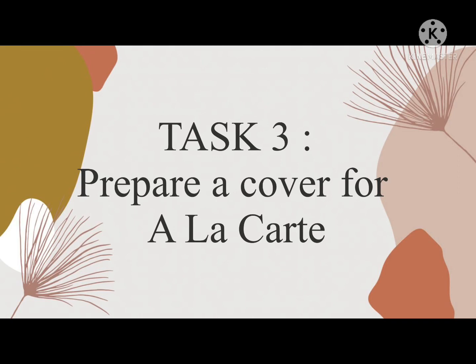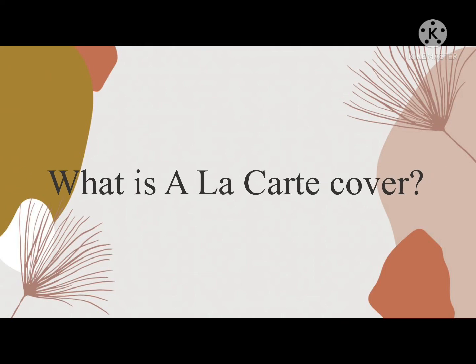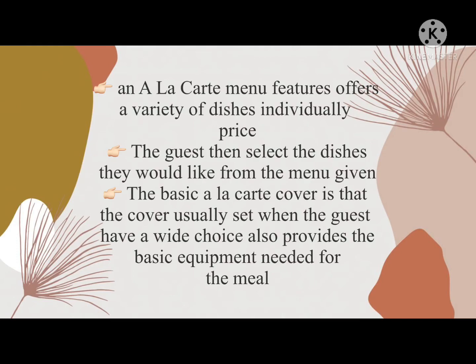Task 3. Prepare a cover for a la carte. What is a la carte cover? First, an a la carte menu offers a variety of dishes individually priced. Second, the guests then select the dishes they would like from the menu given. Third, the basic a la carte cover is usually set when the guests have a wide choice, and also provides the basic equipment needed for the meal.